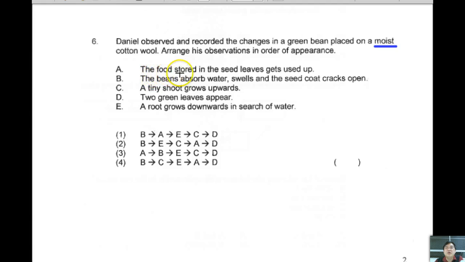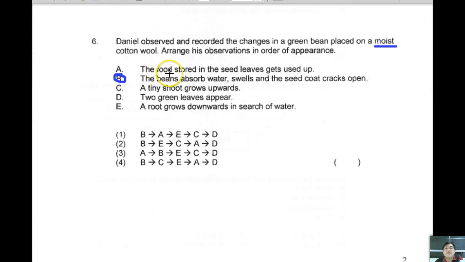The food stored in the seed leaves gets used up. I think this is later on. The bean absorbs water, swells, and the seed coat cracks open. Now this is the first thing to happen. B will be the first one to happen. Let's take a look at the second one to happen. According to the choices here, it can be A, E, or C, just after B. Can you see?